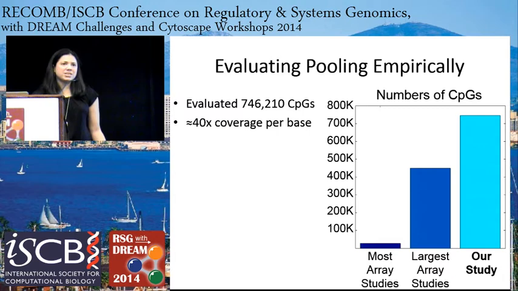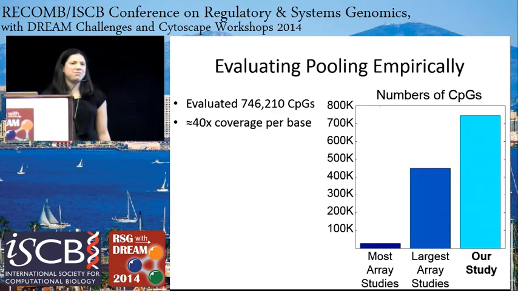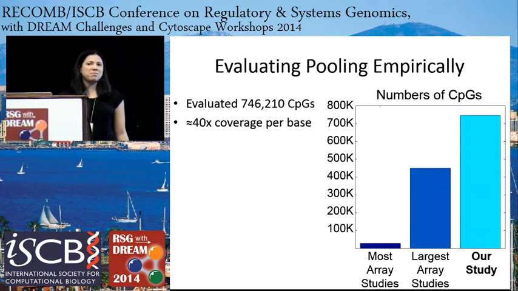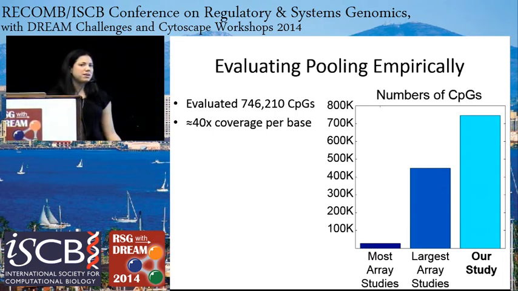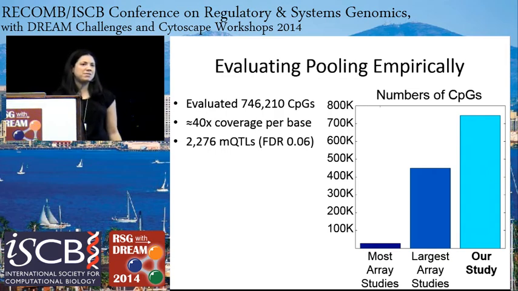Because of this, unfortunately, for many CpGs, there were so few reads covering them that even in an MQTL where the SNP's allele was perfectly correlated with the cytosine's methylation status, it would not be able to be identified with statistical significance. So we eliminated those CpGs from our study. From these CpGs, we were able to identify over 2,000 MQTLs with an FDR of approximately 0.06.